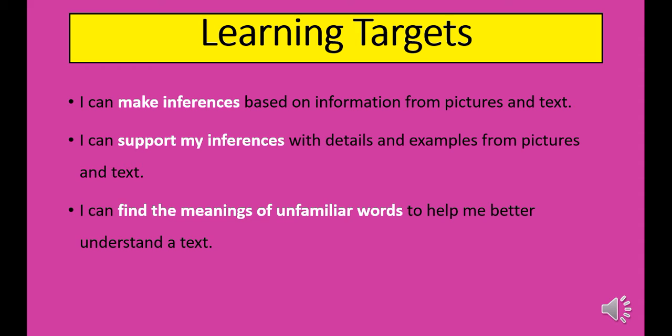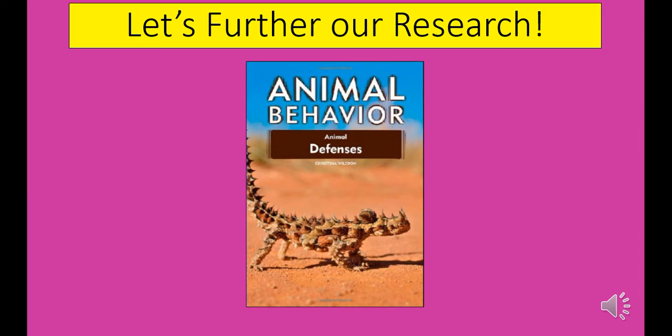Learning targets. I can make inferences based on information from pictures and text. I can support my inferences with details and examples from pictures and text. I can find the meaning of unfamiliar words to help me better understand a text. Let's go ahead and start diving into our research, rereading, and pulling out details about our animal, the Springbok Gazelle.